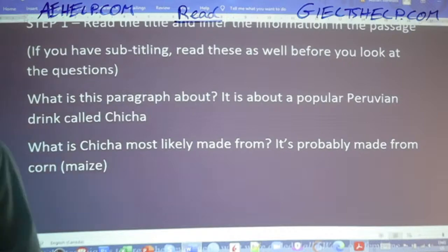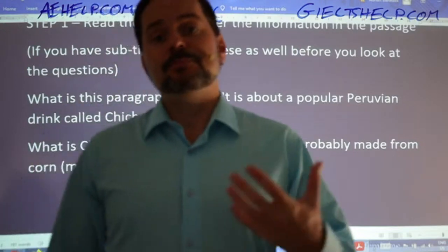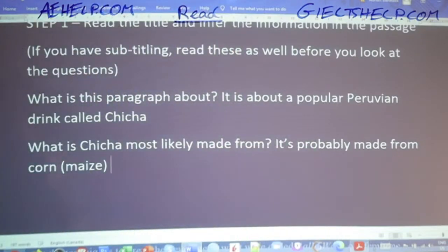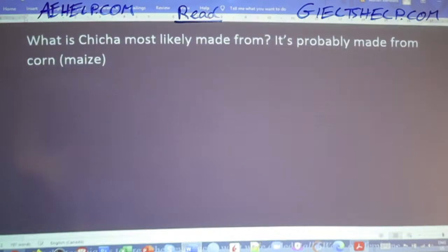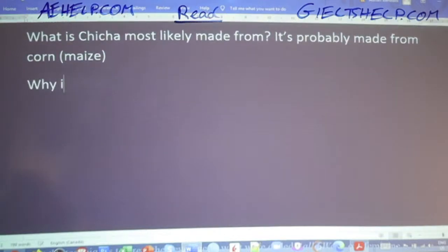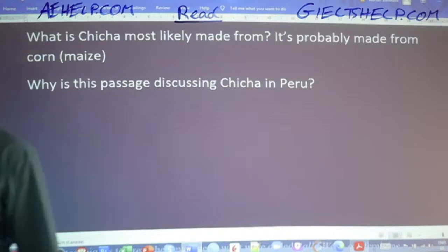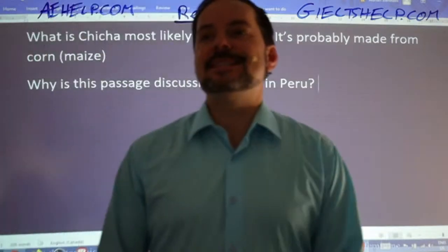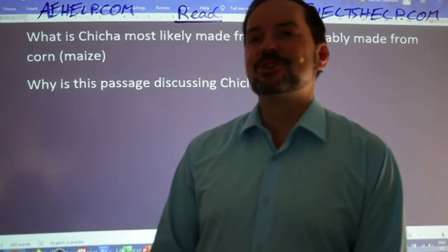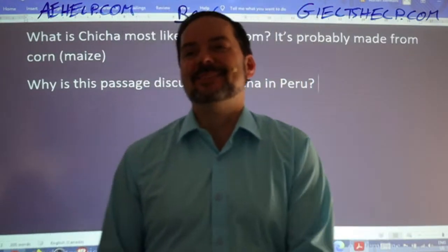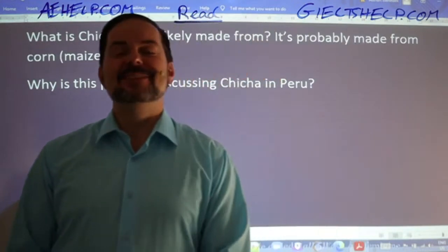Yeah, maize is the other way that we refer to corn. Okay. So maize, very good. All right. And why do you think this passage is discussing chicha in Peru? Okay, so use your critical thinking. Sied also says maize and even shows the little emoji of corn, which is great. Okay, I love it.